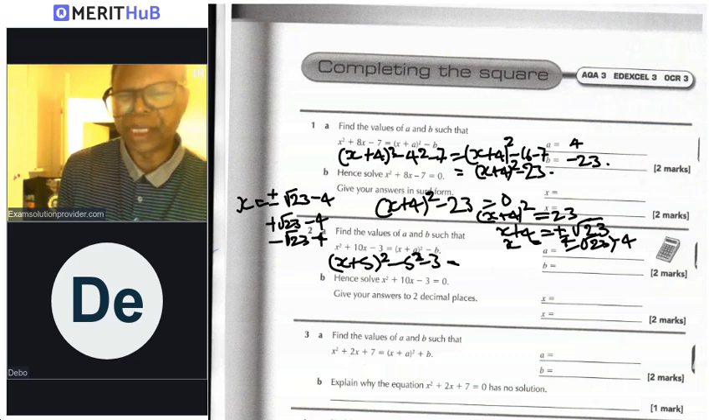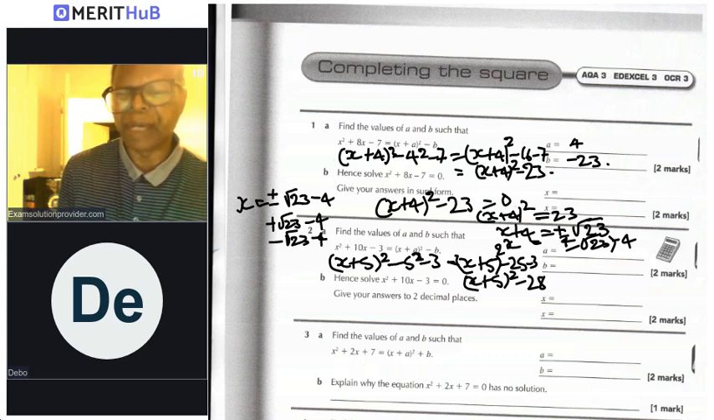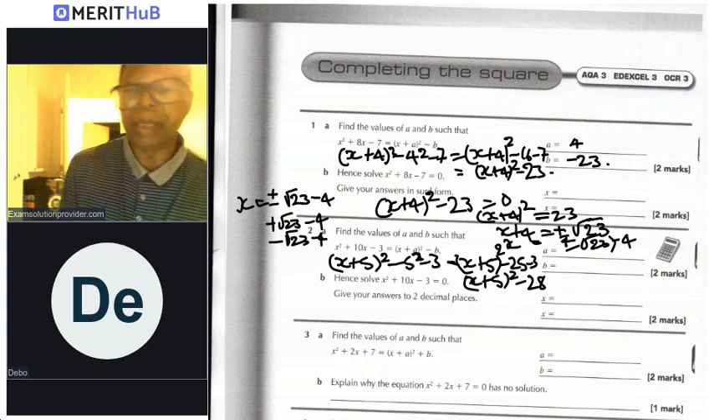So this is going to give us (x + 5) squared minus 25 minus 3, which gives us (x + 5) squared minus 28. Okay, so a is 5, b is minus 28. And then we solve this.